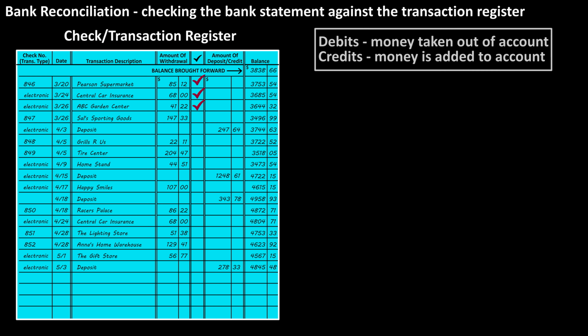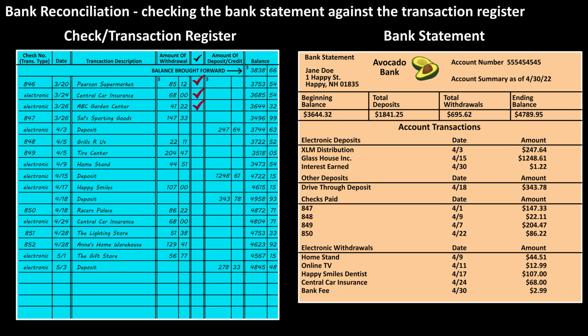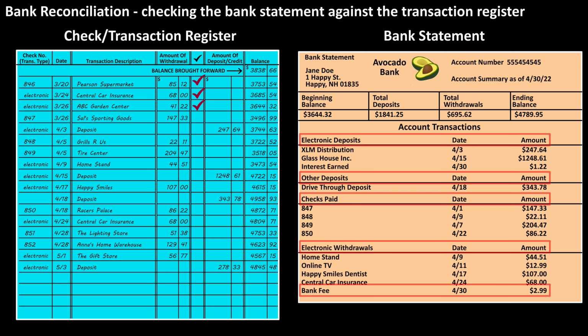The terms debits and credits are often used, and in checking accounts, debits are when money is taken out of an account, and credits are when money is added to an account. Here's an example of a bank statement, which lists all of the transactions in the account for a given month. This can include electronic deposits, other deposits, checks paid, electronic withdrawals, and any charges or fees.